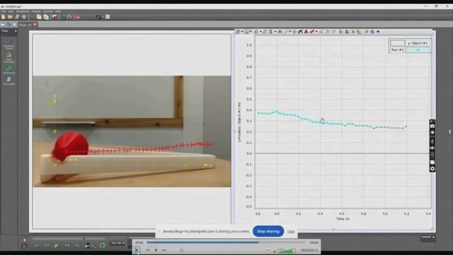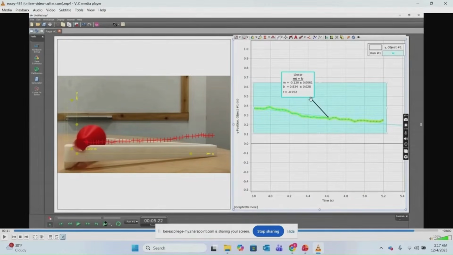Once we're done, we can zoom in. We can do our linear fit. Now this means that our cone is actually moving downwards and not up. And we can kind of make sense of this.